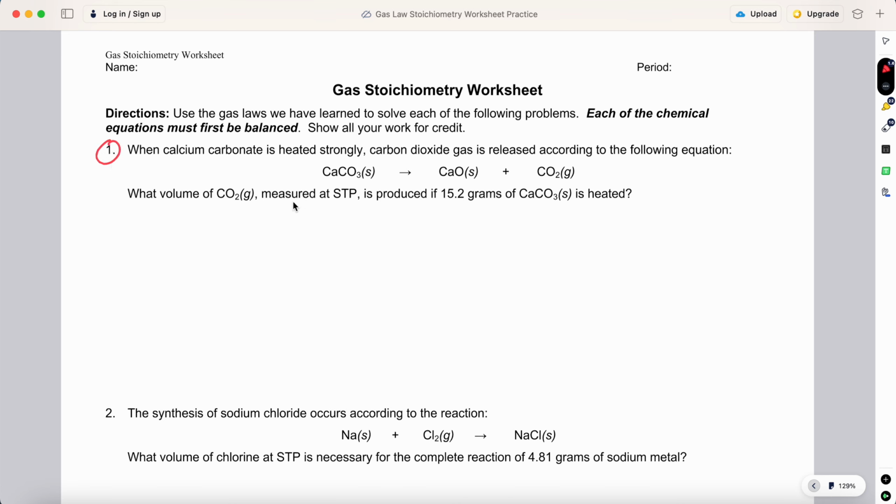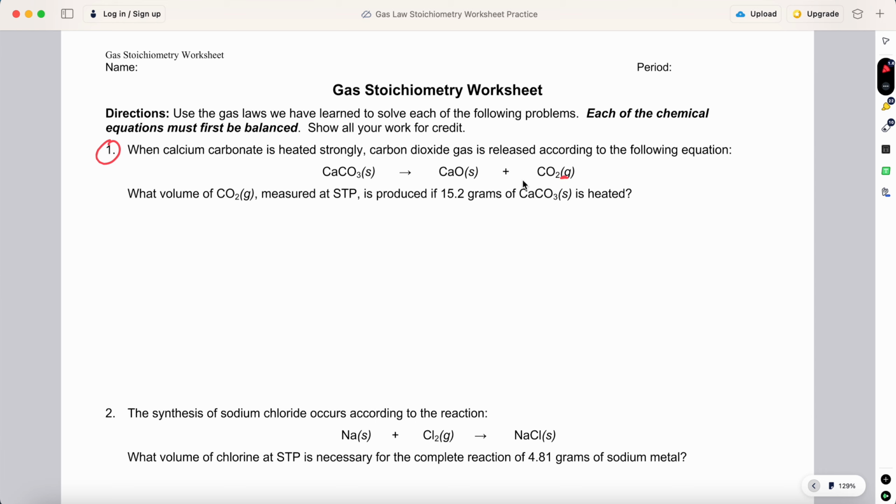It says here that when calcium carbonate is heated strongly, this is the calcium carbonate, CaCO3, carbon dioxide is released according to the following equation. So when CaCO3 is heated strongly, it produces calcium oxide, sorry, this is actually calcium oxide, and then it produces carbon dioxide in the form of gas.